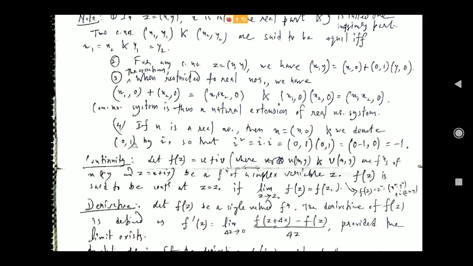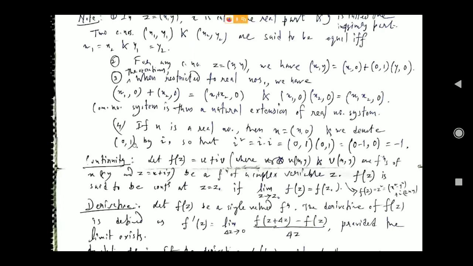This (0, 1) is denoted by i, it is our i. So i squared equals i into i. According to this formula of multiplication, i times i means (0, 1) multiplied by (0, 1). Now, according to this formula, it gives us (-1, 0), meaning the imaginary part is 0. So that is equal to minus 1. That is the explanation why i squared equals minus 1.